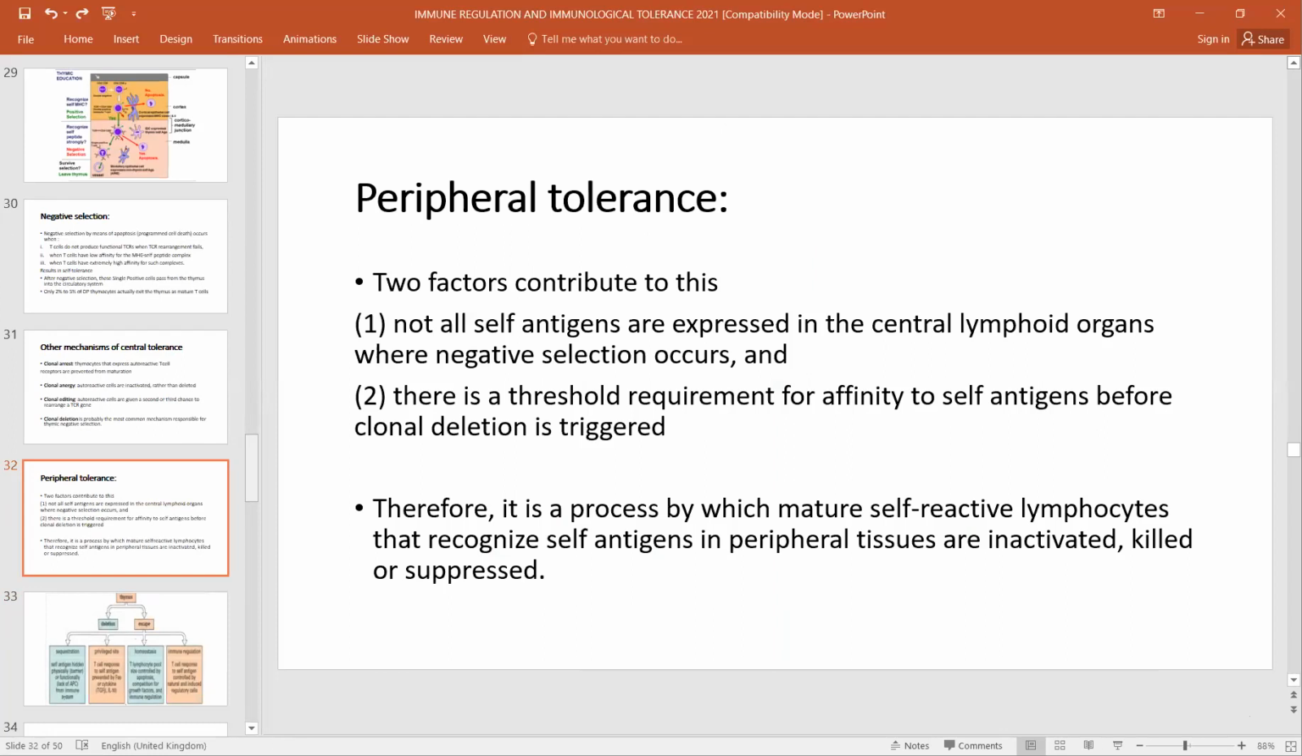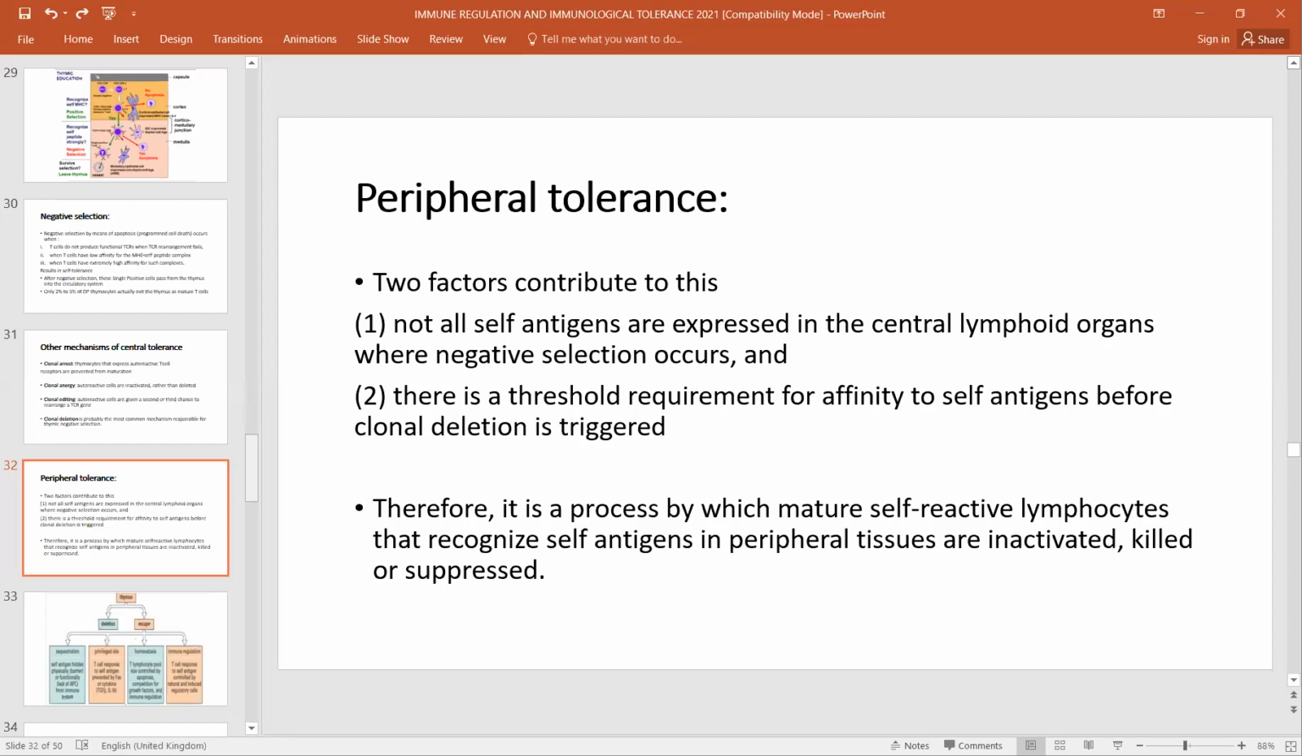Two factors contribute to peripheral tolerance. Not all self-antigens are expressed in the central lymph organs when negative selection occurs, and there's a threshold requirement for affinity to self-antigens before clonal deletion is triggered. Suffice it to say that sometimes you might find odd things at the periphery that were not expressed there. If you go back to biology, when you're developing tissue systems, some tissues develop way ahead of time, before thymic education occurs. And that is the essence of the big problem that we'll highlight towards the end: some tissue antigens are not expressed maximally in the developing embryo, and should have been processed by having the right T cell clone available to react to that self-antigen, which is yet to have been produced or may have been produced prematurely before the thymic education.